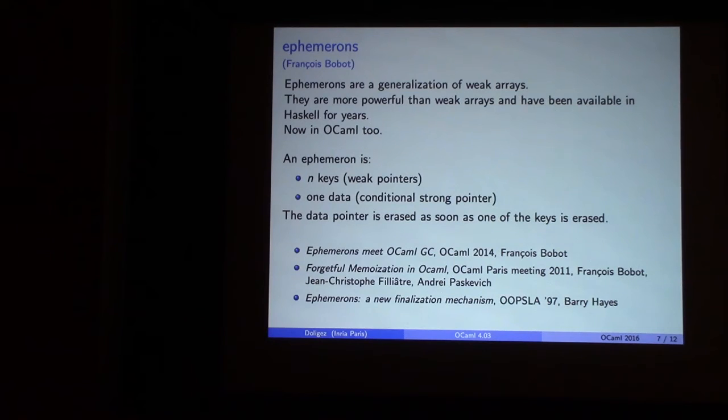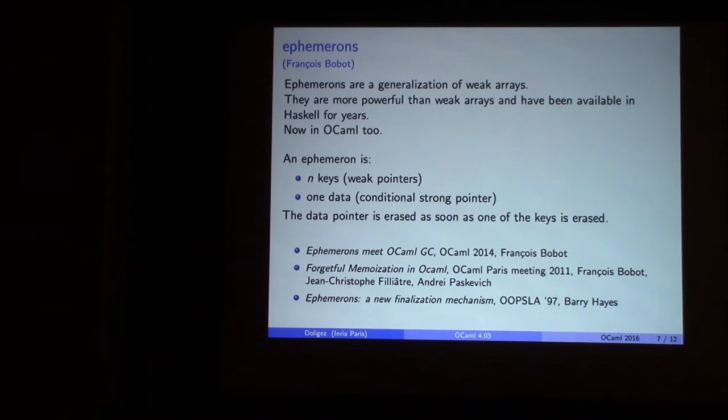So the other novelty in 4.03 is ephemerons. I'm not going to talk a lot about ephemerons because they were already presented 2 years ago in this workshop and 5 years ago in the Paris meeting. But now they are in the compiler, or in the runtime system, in fact.